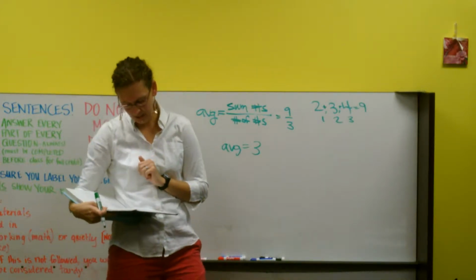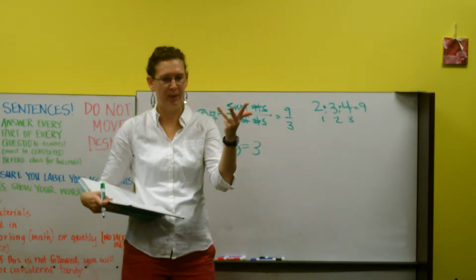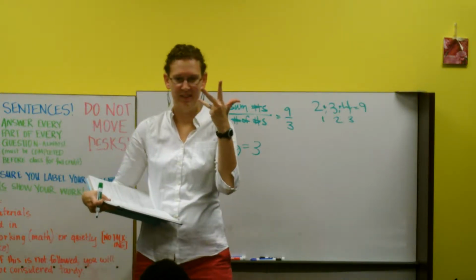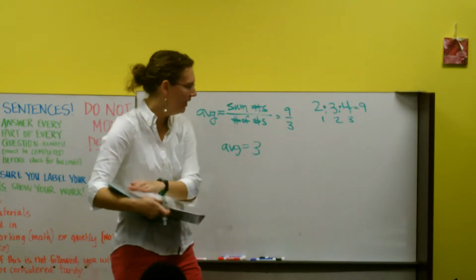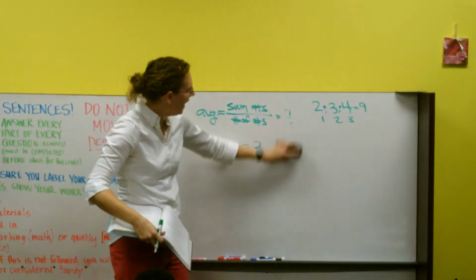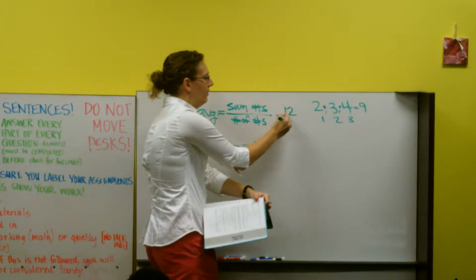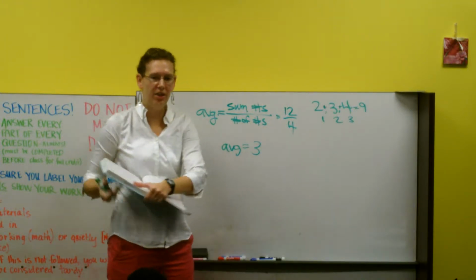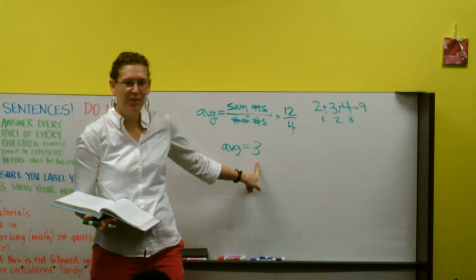Good. And we had how many numbers? 1, 2, 4, and 5. How many numbers? 4. So 12 was our top number, our sum of numbers, and we're going to divide that by 4. And we all know 12 divided by 4 gets you 3. So we picked a good set of numbers. So our average is 3.